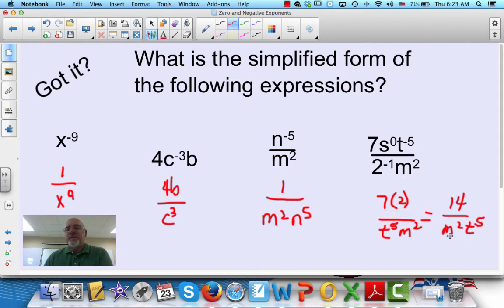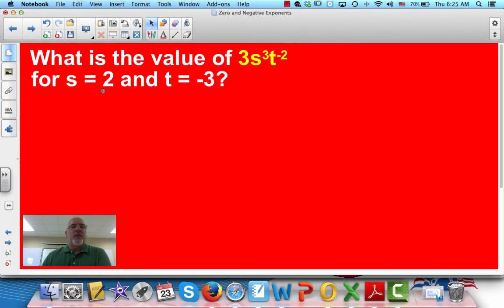The reason I did the m first is because the mathematical way of doing it is to put the letters in alphabetical order. Okay, what is the value of 3s cubed t to the negative 2, for s equals 2 and t equals negative 3? You've done this kind of thing before, it's just never with exponents and negative exponents.